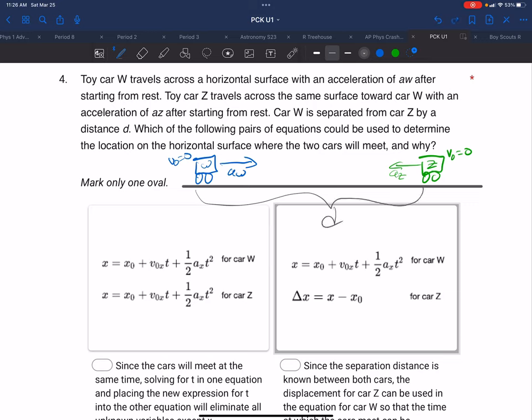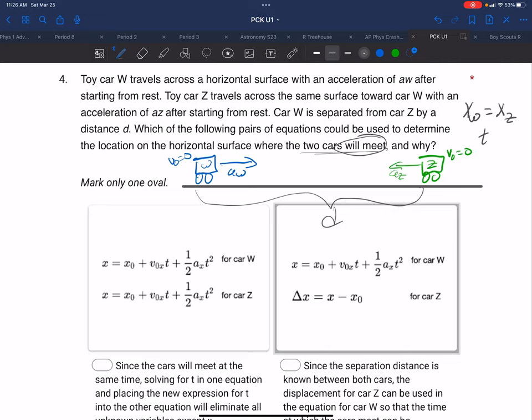So which equations could be used to determine the location where the two cars will meet? Well, where they meet, two conditions are met. The position of W will equal the position of Z, and that it will happen at one instant in time. Now we're asked to determine which equations can be used and to give an explanation for it.